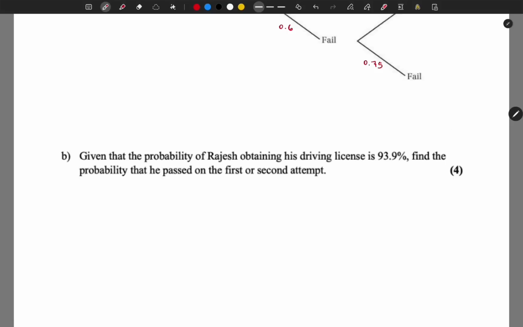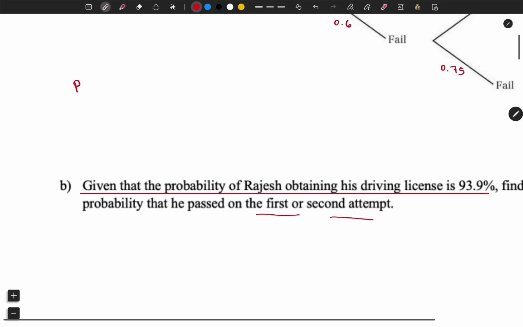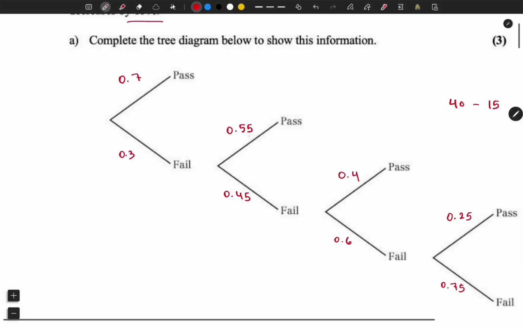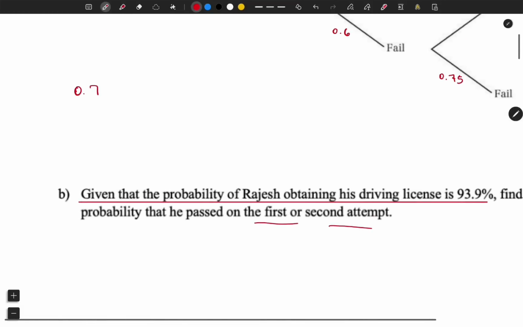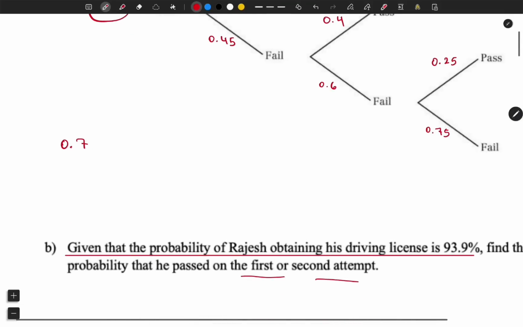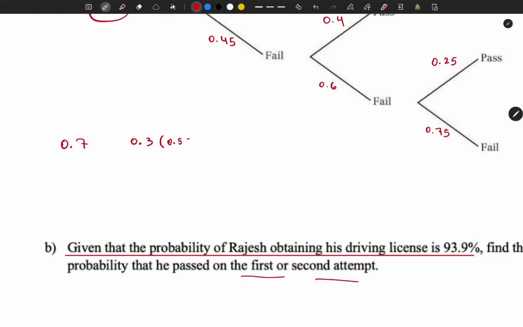Now moving on to the next part of the question, given that the probability of Rajesh obtaining his driving license is 93.9%, find the probability that he passed on the first or second attempt. So this event already occurred. Now we need to find another event occurring, which is that he passed on the first or second attempt. So let's first find out the probability that he passed on the first or second attempt. So the probability will be, if he passes on the first attempt, it will be 0.7. And if he passes on the second attempt, it will be 0.3 times 0.55. Now you need to add the two probabilities together. So this is equal to around 0.865.